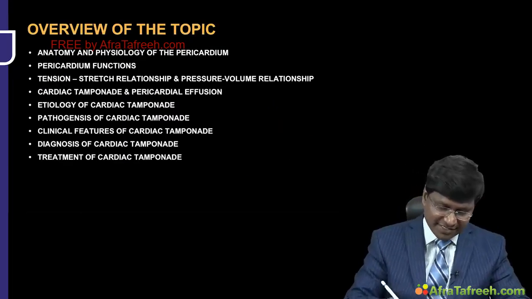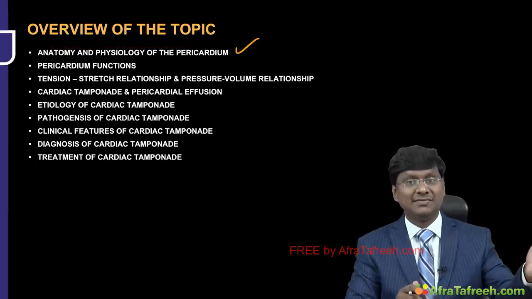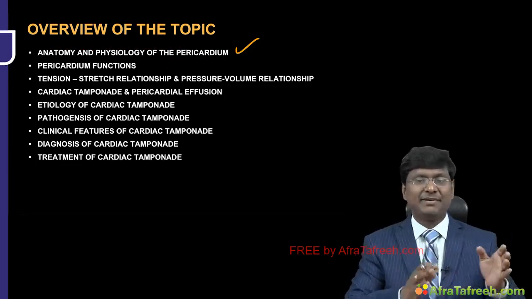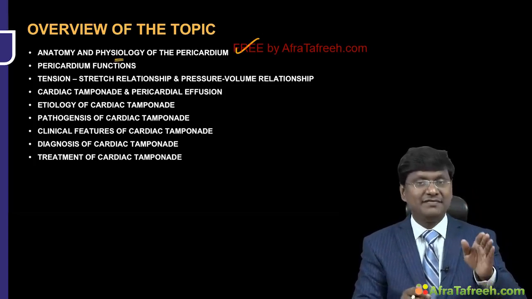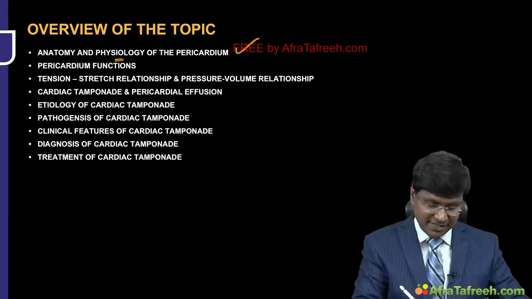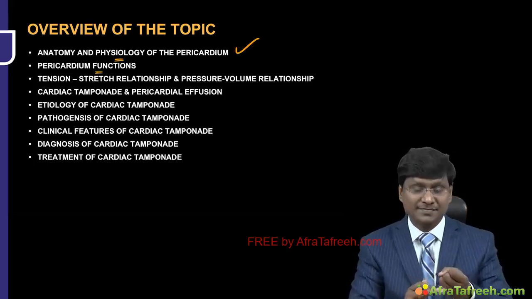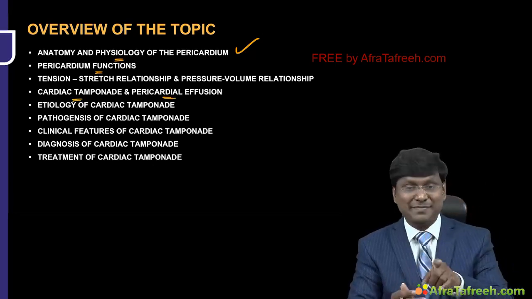So what all have we discussed in this, right? We have discussed the basic anatomy, that is the fibrous pericardium, and then the serous pericardium, parietal as well as visceral layer. Then the basic physiology, right? We have discussed the stretch tension curve, then the pressure volume curve. Then we have discussed the pericardial functions, right? One is lubrication, prevention of the entry of infection, acting as a shock absorber, right? Multiple functions. Then the differences between cardiac tamponade and pericardial effusion.